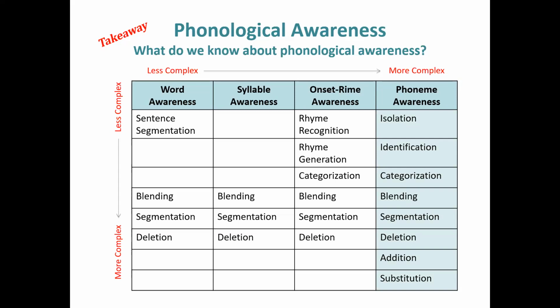The most challenging phonological awareness skills include deleting, adding, and substituting phonemes. All of the activities in the table build phonological awareness skills, but blending and segmenting are especially critical. From the research, we know that segmenting words into phonemes and blending them into words contributes more to learning to read and spell than any of the other activities under this phonological awareness umbrella. And that's from the National Reading Panel.